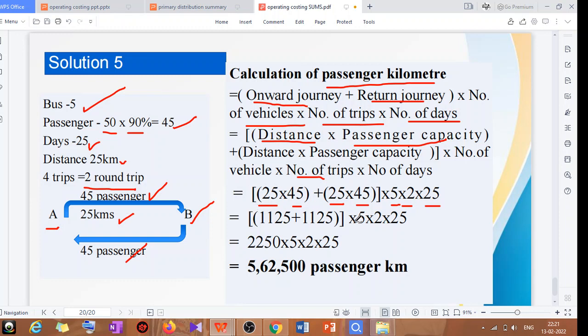Clear? So solve it. I hope you all know how to solve it. That is 1125 plus 1125 will be 2250, into 5 into 2 into 25. So you will get 5,62,500 passenger kilometer. I hope it is clear to you. If you all have any doubts, please do ask.